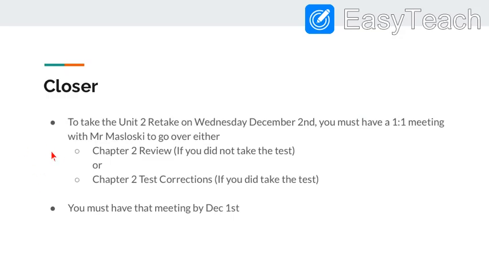Just as a reminder, the retakes are on Wednesday. You need to make sure you've met with me, either going over your review or your Chapter 2 corrections, so that way you can do your retake on Wednesday if you need to do a Chapter 2 retake. Have a great day.